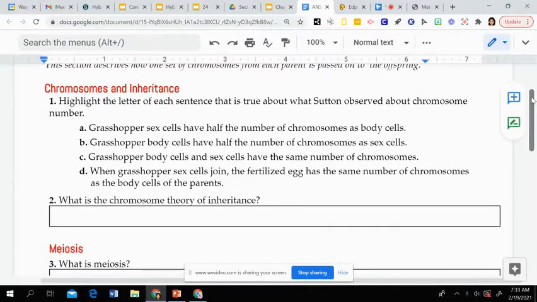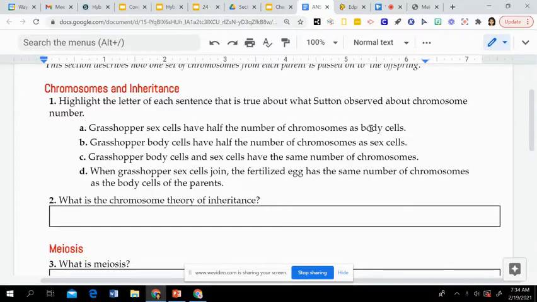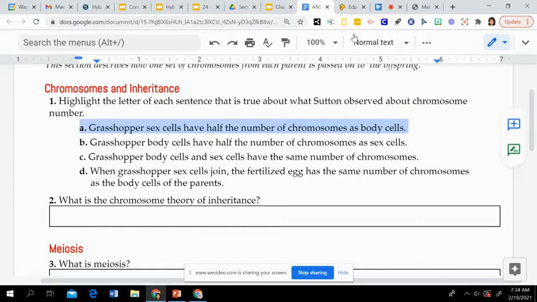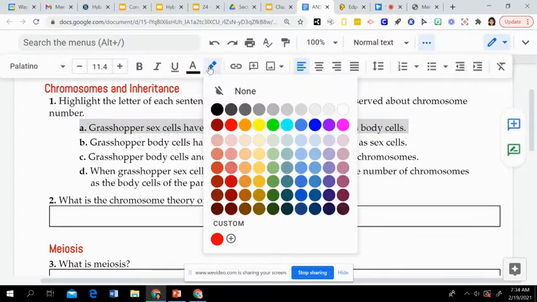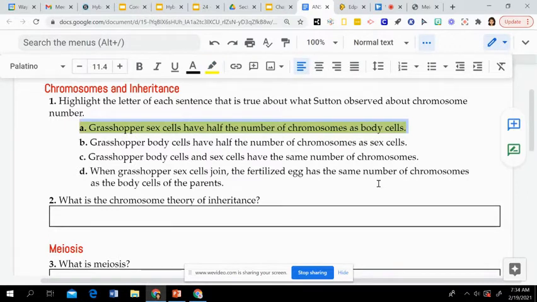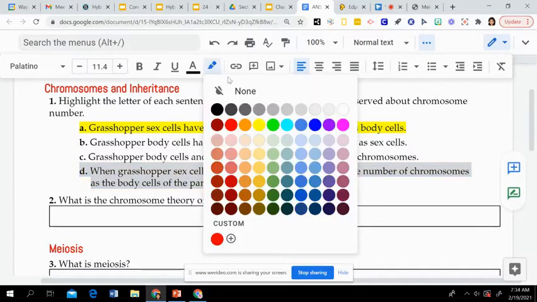Alright, our first question is: highlight the letter of each sentence that is true about what Sutton observed about chromosome number. So he was looking at grasshoppers and the number of body cells they had and the number of egg or sperm cells, which are the sex cells. He determined that grasshopper sex cells have half the number of chromosomes as body cells, so we're going to highlight A. And then he also determined that when grasshopper sex cells join, the fertilized egg has the same number of chromosomes as the body cells of the parent. So we're also going to highlight D.